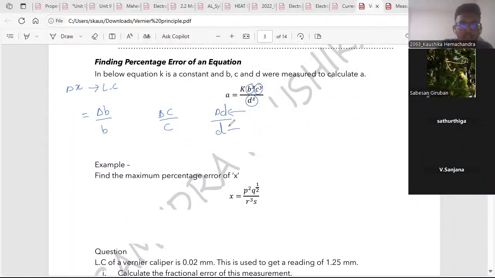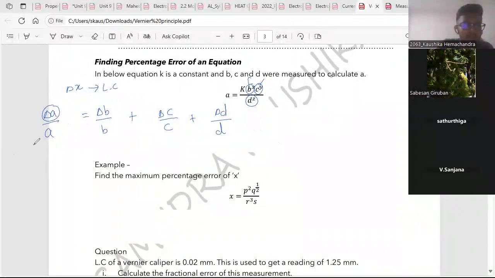The measuring instrument that we measured D, over the reading. When you consider for A, although some are being multiplied, some are being divided, error is error, right? Errors have to be added. So the fractional errors for B, C, and D will get added when you get the fractional error for A. That's delta A over A.